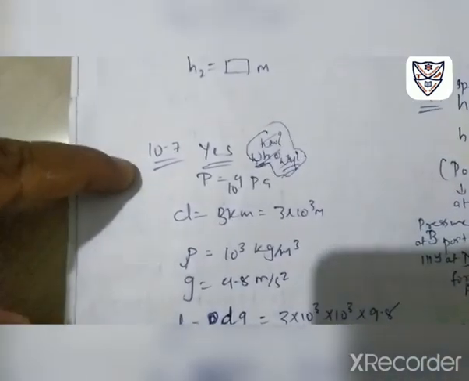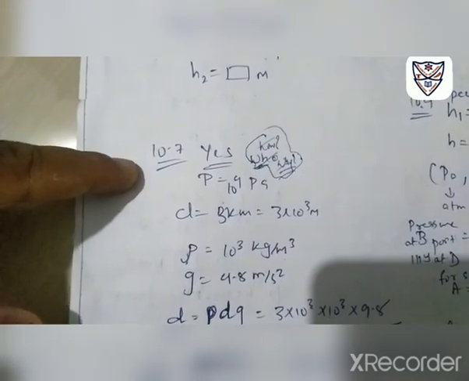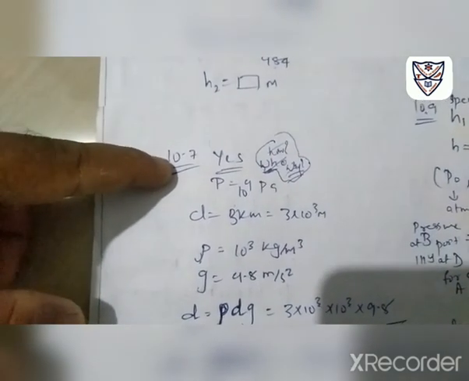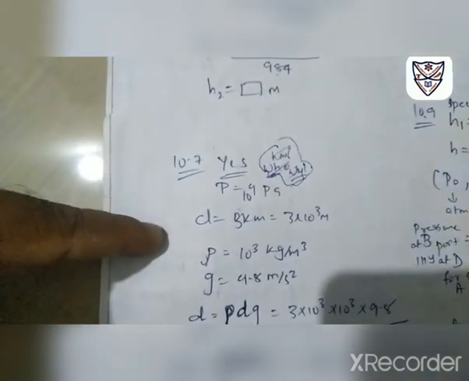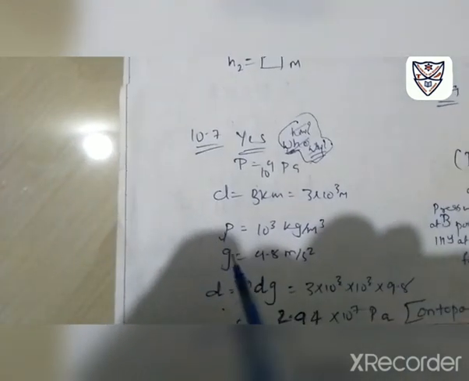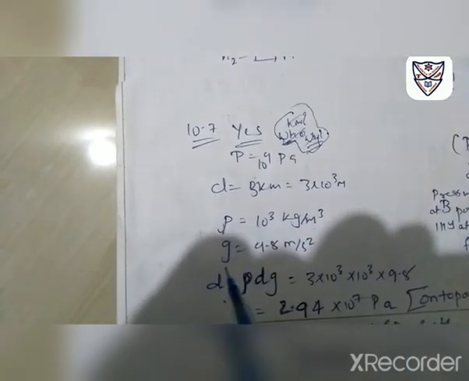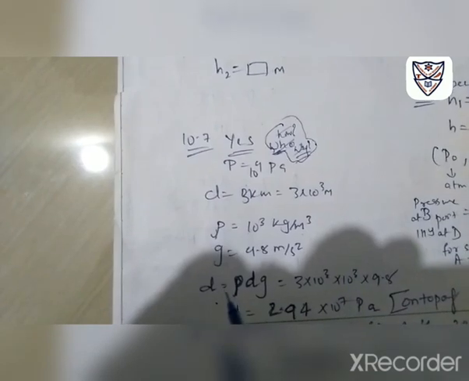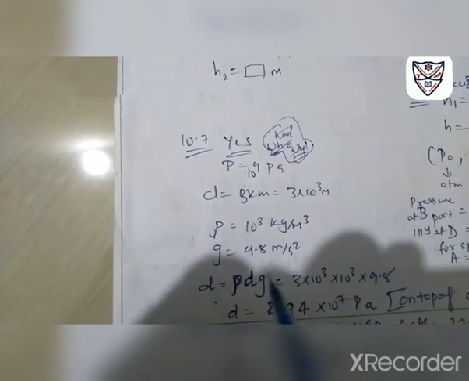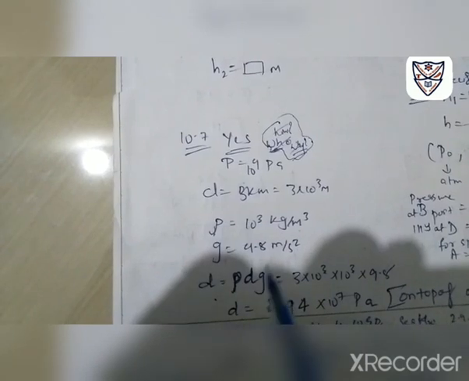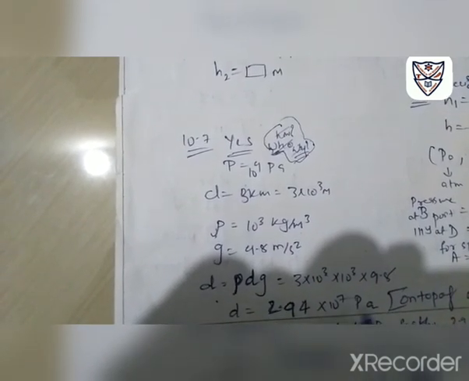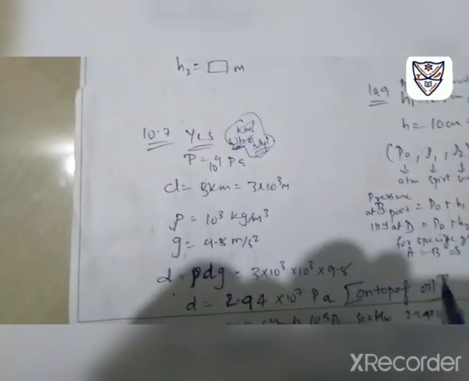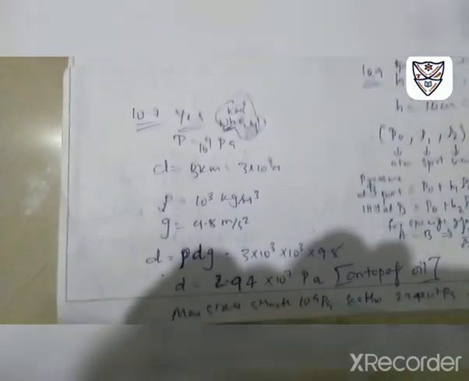Here, see, they have given you Pascal, 10 raised to 9 Pascal. They have given you D in kilometers. So first of all, convert it into meters. Rho is given, density is given, and g is the constant. So depth is given. So you know the pressure is rho d g. Multiply this, you will get the pressure value on the top of the oil.